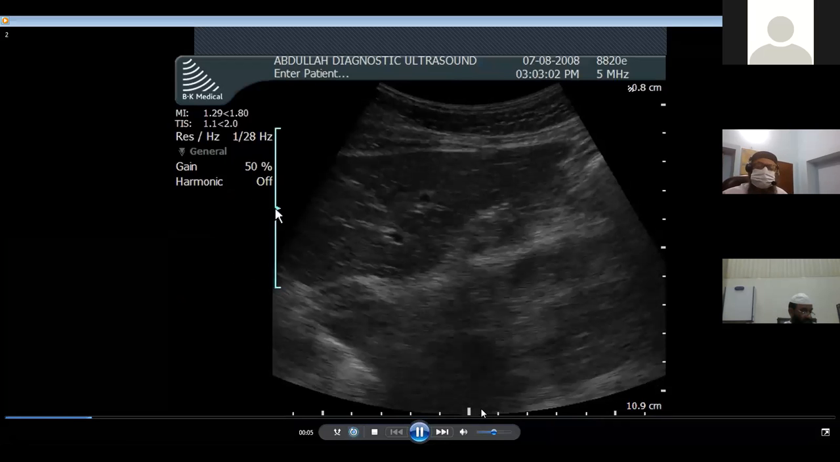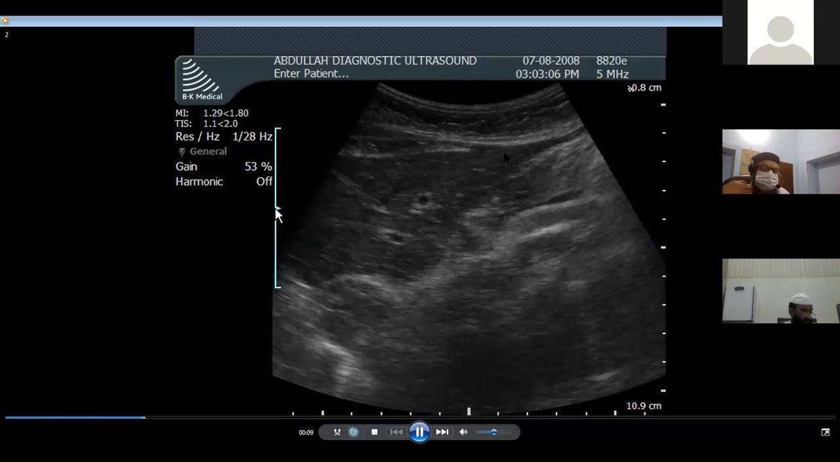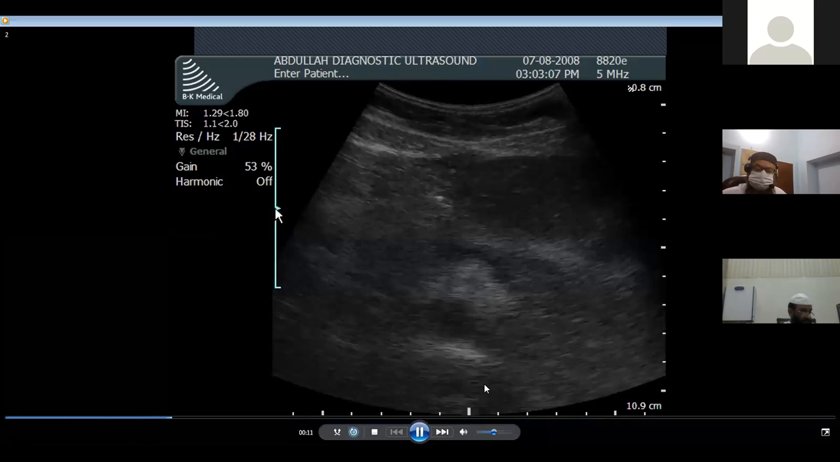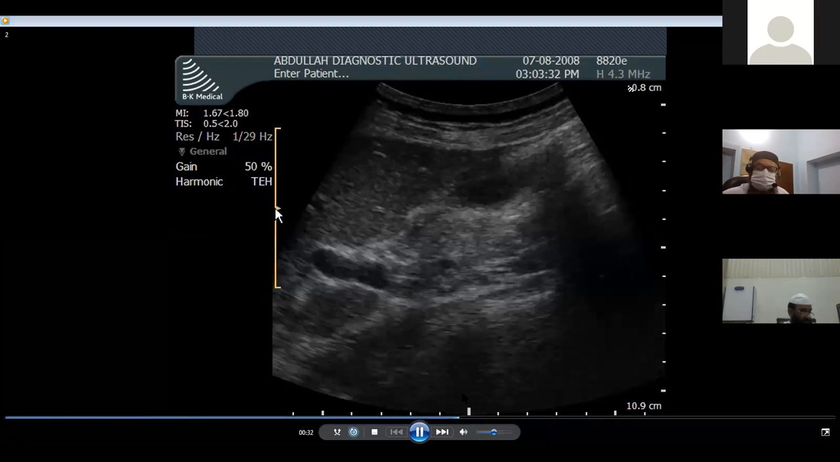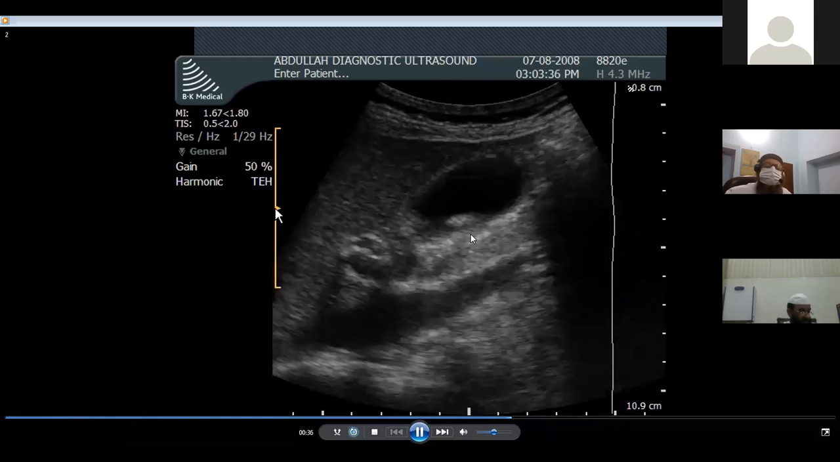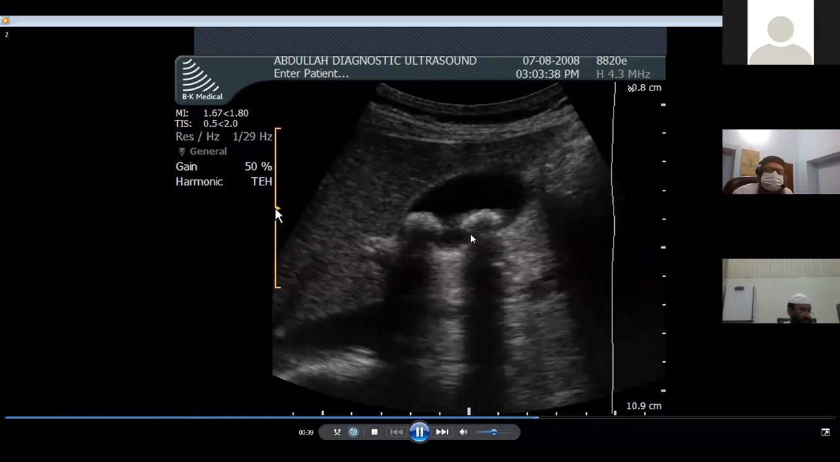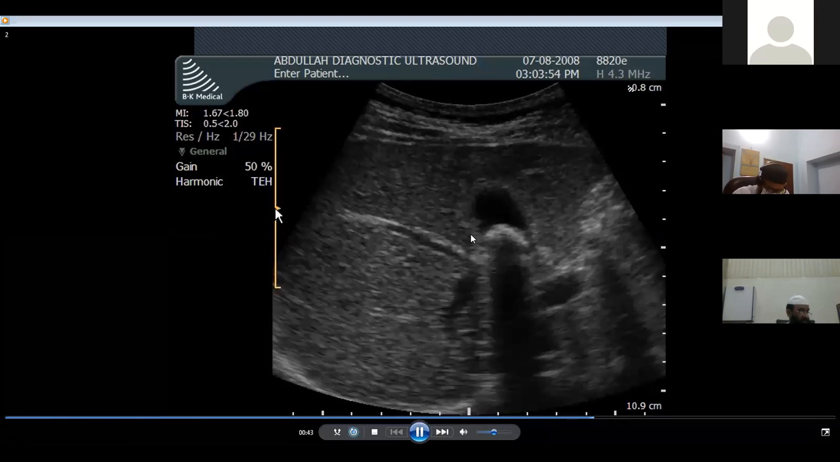In this image, starting from the epigastrium, I'm moving my probe. And there you see, here in the gallbladder, two bright surface stones with jet black shadows.